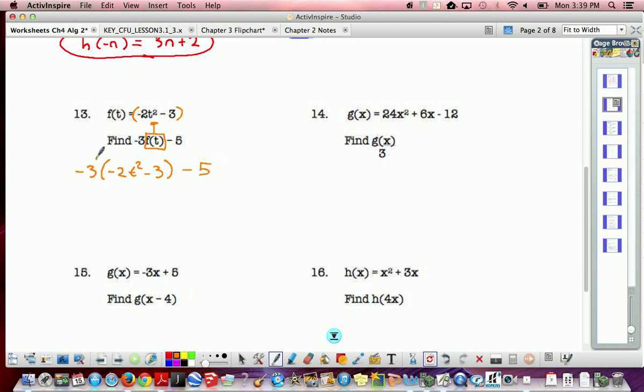Now it's just a matter of distributing and simplifying. So negative 3 times negative 2 is 6, so I have 6t squared. Negative 3 times negative 3 is 9. I have this subtract 5. So 9 minus 5 is 4. So I have 6t squared plus 4.